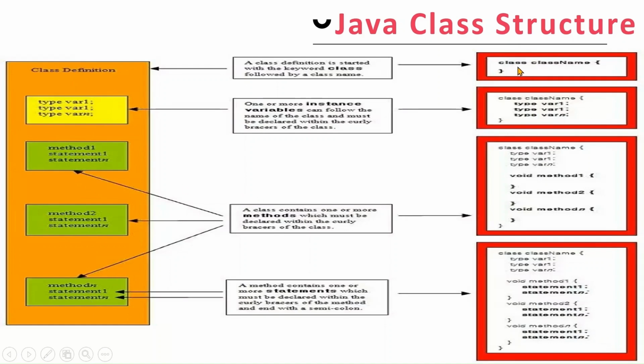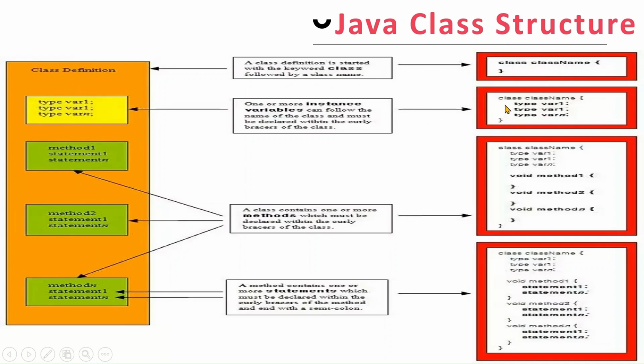Now if you see in coding, the class keyword followed by the class name and open and close braces. This is called the class definition. So a class definition is started with the keyword class followed by a class name. So this is a description of that.